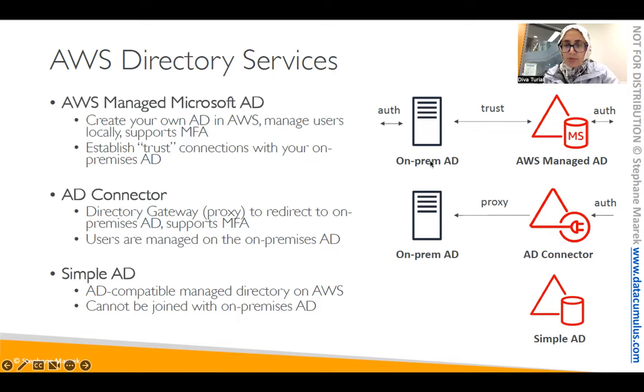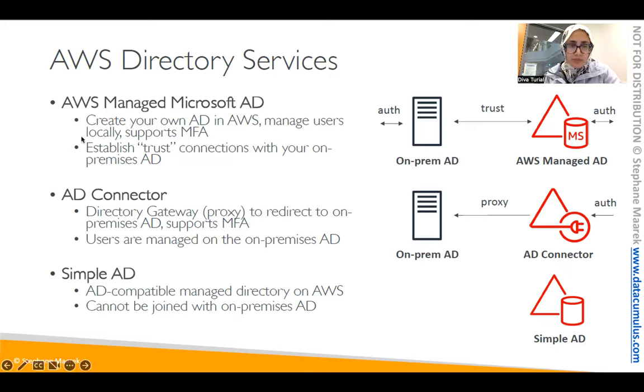So here you go. We have the on-prem AD here, and we have AWS Managed. There is a two-way trust, and we can authenticate users on both sides. Then we have an AD Connector, in which case all my user information is on-prem, and I'm using that information to authenticate my users to access the AWS services. And then Simple AD is actually a standalone directory within AWS in which we can create users or add user information, and then those users can be authenticated and authorized to use AWS services.